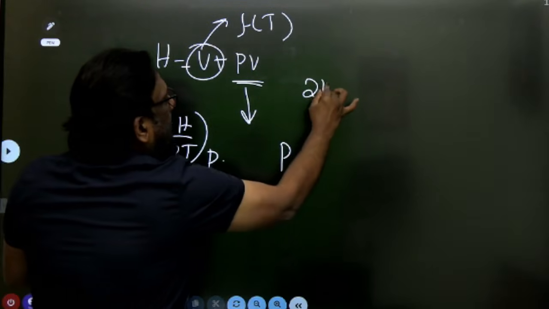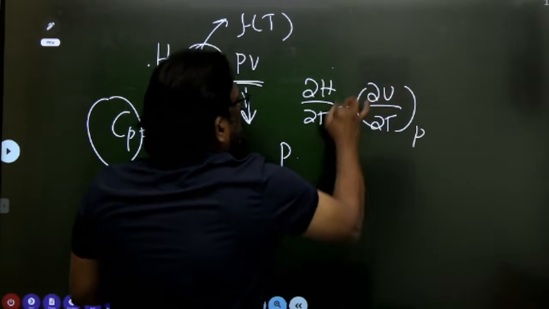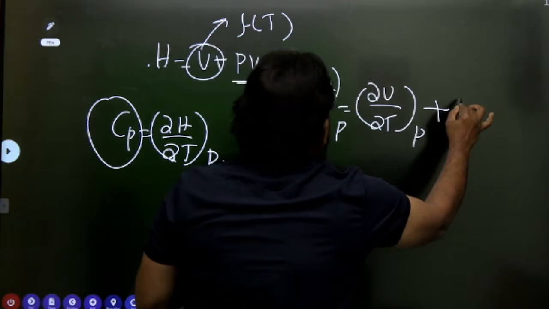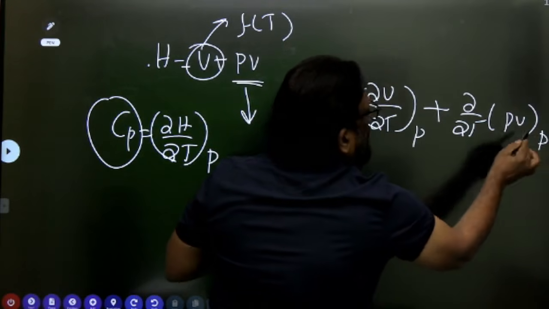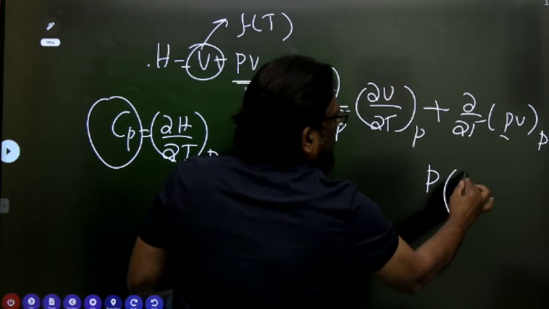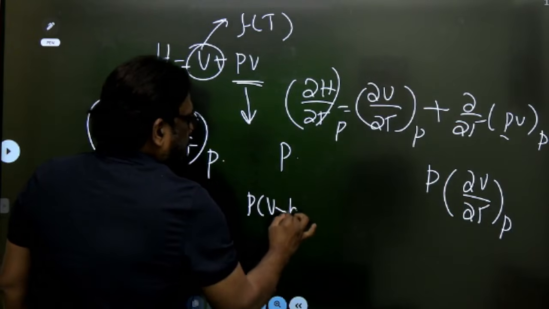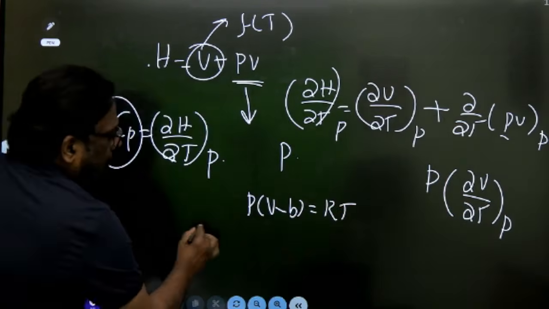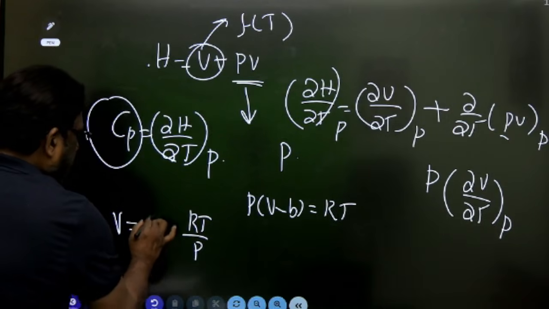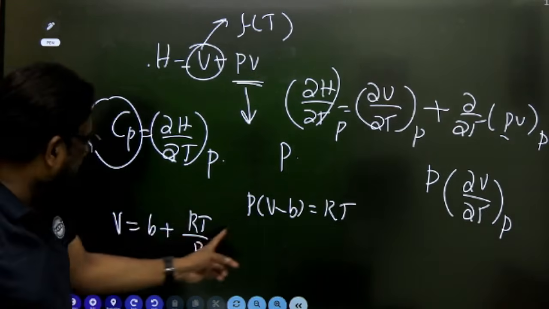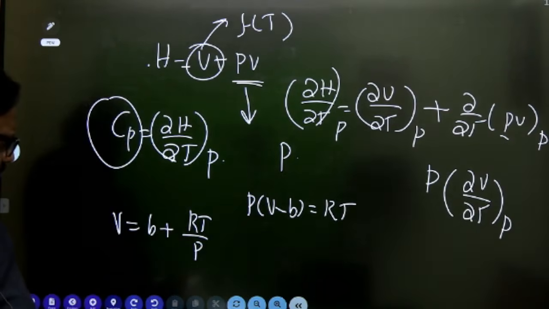अरे यार समझ में नहीं आ रहा, ∂H by ∂T is equal to ∂U by ∂T at constant pressure. So okay, plus ये क्या होगा, ∂ by ∂T of PV at constant pressure. तो प्रेशर कांस्टेंट है तो प्रेशर को बाहर ले लो, it will be P ∂V by ∂T at constant pressure. Already you know P into (V minus b) is equal to RT. Very good sir. तो मुझे क्या चाहिए V, तो RT by P is equal to V minus b और V is equal to b plus RT by P, correct ना? V is equal to RT by P plus b, correct?